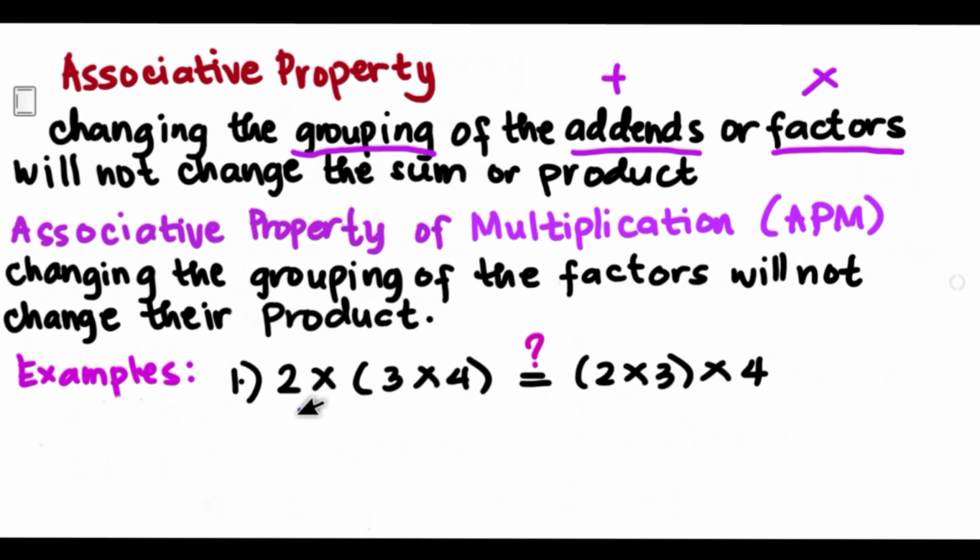So, let's try. 2, let's copy it first. Multiply to the product of 3 and 4. So, 3 times 4 is 12. On the right side, it is 2 times 3 first. So, that is 6. And then, times 4. Let's see if they are equal. So, 2 times 12 first. That is 24. On the other side, on the right side, 6 times 4 is also 24.